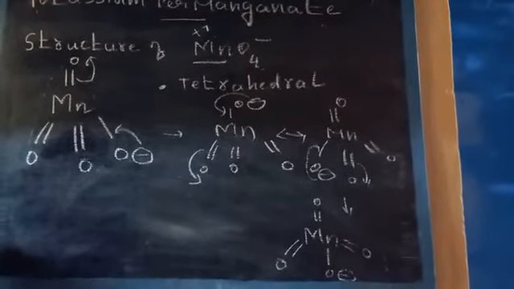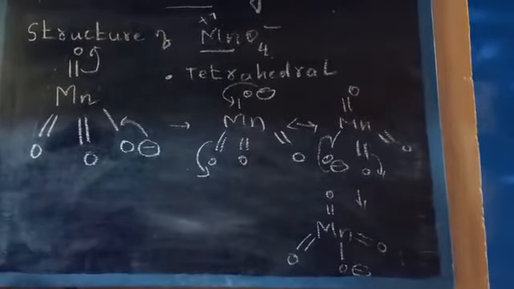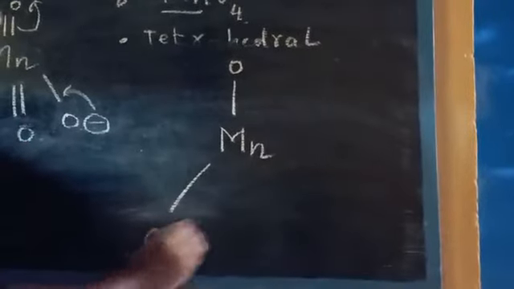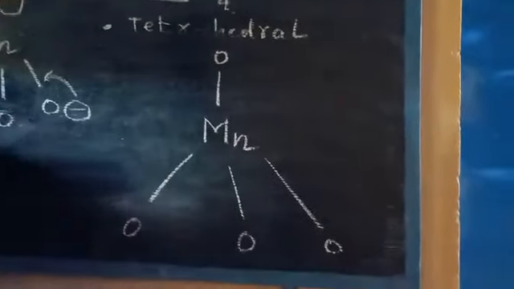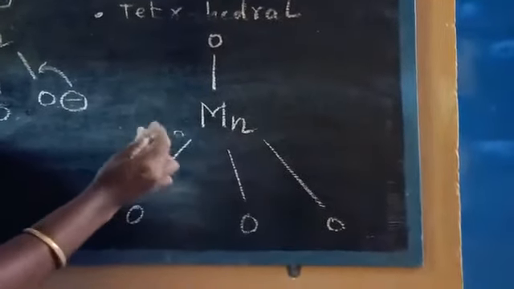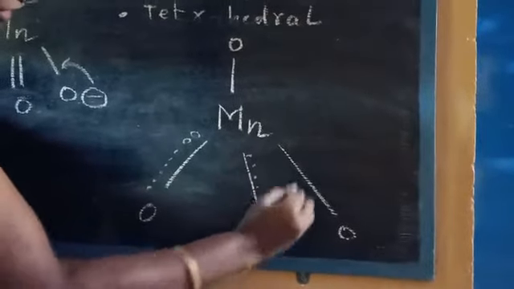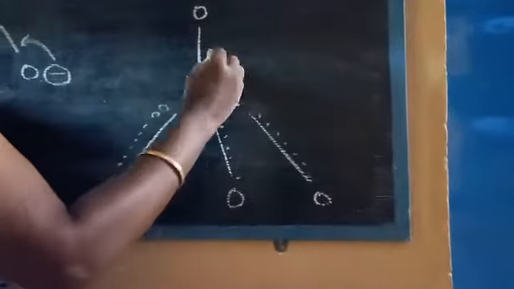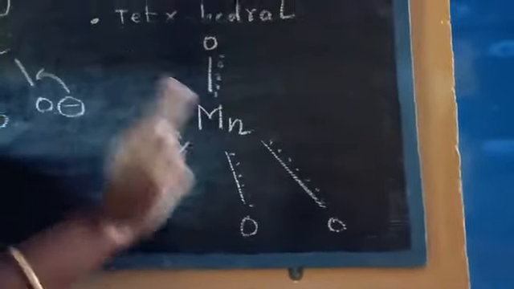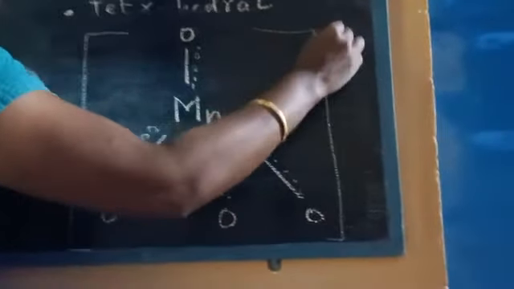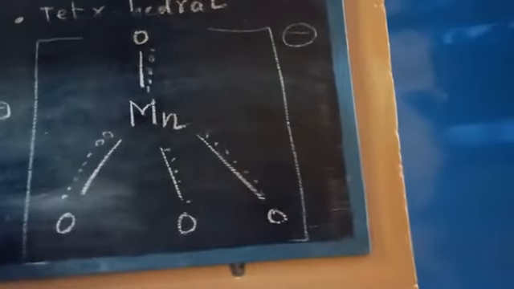Okay, children, so due to this resonance, now write the final structure. The final structure is Mn, with oxygen and oxygen. Next, a dotted electron, here a dotted line is skipped. Same way for here also. Overall only one negative charge, so close it and write the negative charge at the top. Okay, so this is the way to write the structure.